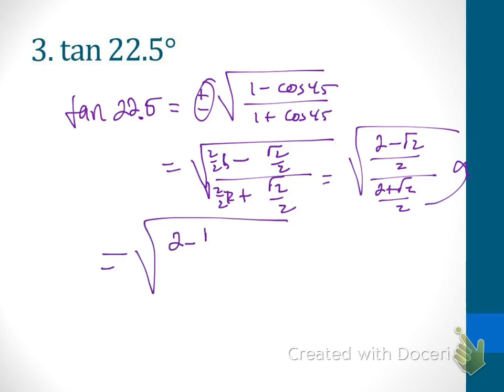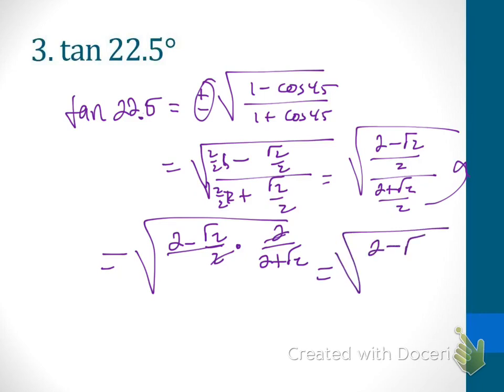So 2 minus radical 2 over 2, all over 2, times 2 over 2 plus radical 2. Lots of 2's. Divide those 2's out, and you're left with the square root of 2 minus the square root of 2 over 2 plus the square root of 2. Again, keep in mind that those are 2 different factors. You can't divide any of that stuff out. They're not the same. Okay? So we just leave it like that. All right?